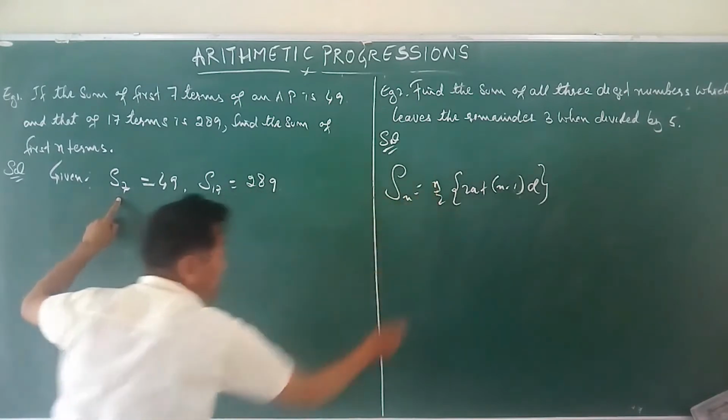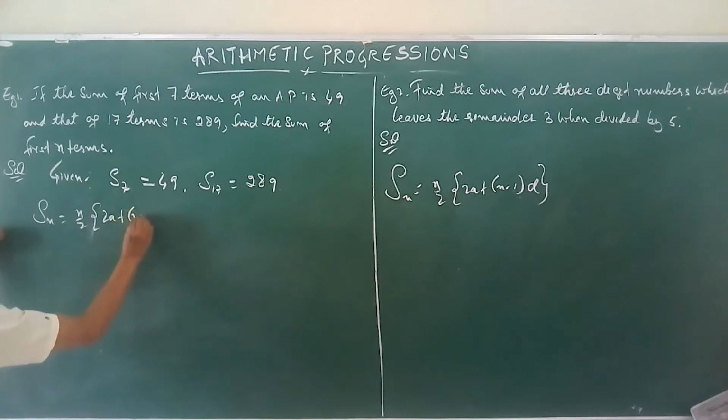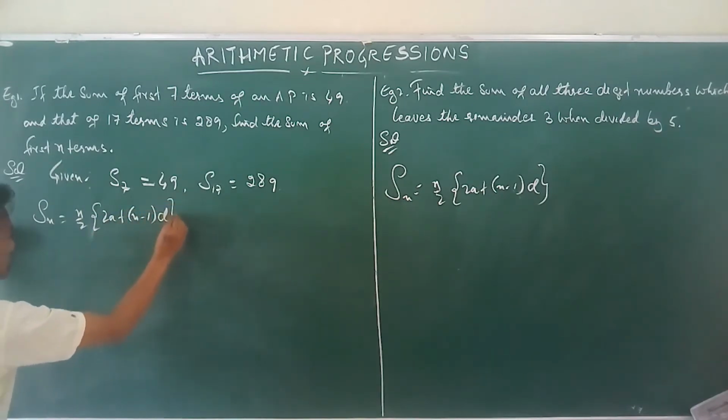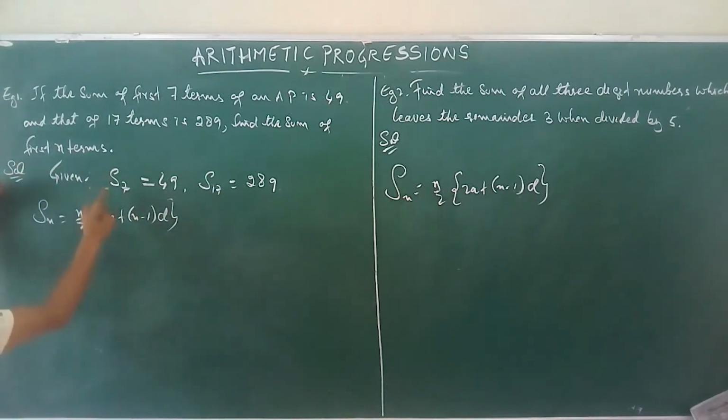S7 is 7 by 2, isn't it? By using this formula, Sn, which is equal to n by 2 times (2a plus (n minus 1)d). So this is the general formula, isn't it? By using these two given formulas, let's see.